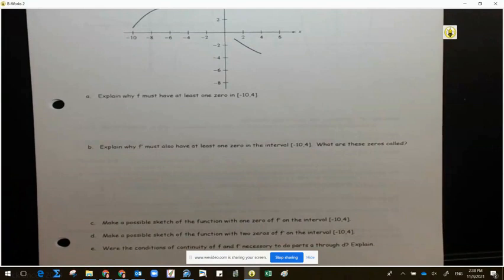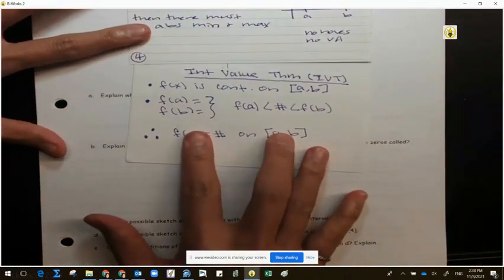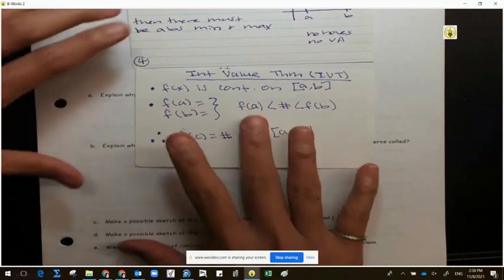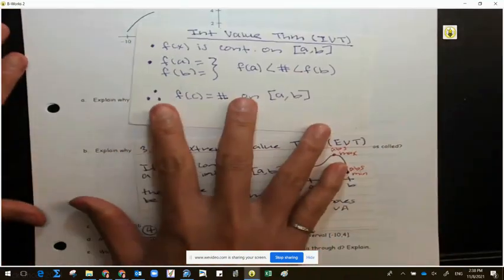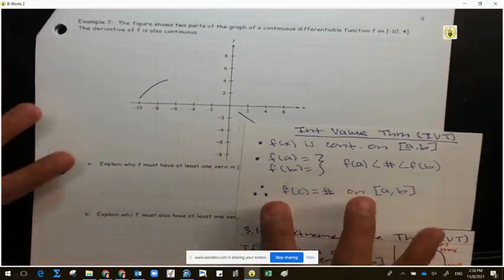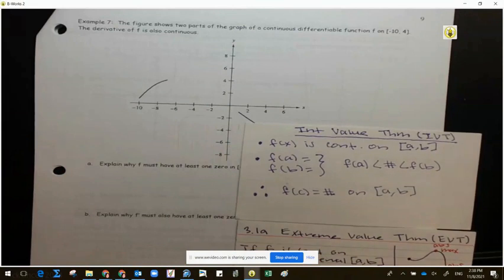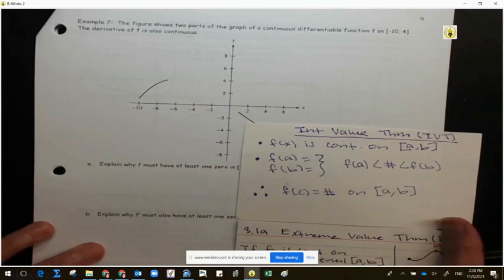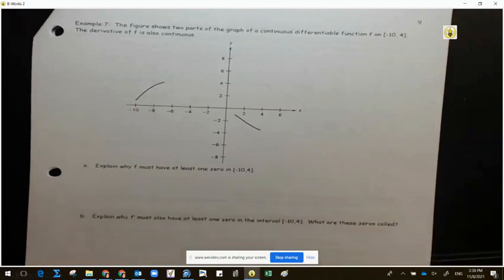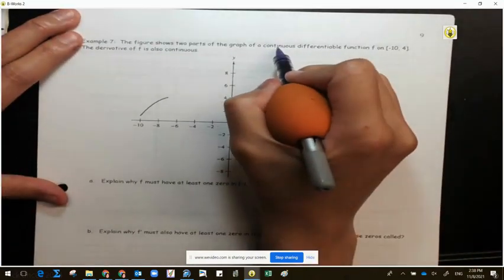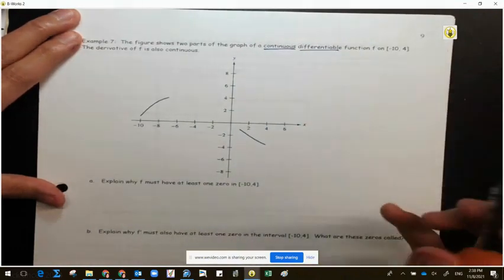So we're going to jump around to extreme value theorem and intermediate value theorem. And I think first one we're going to use is the intermediate value theorem. All right, for number 7, Dylan, let's read. The figure shows two parts of the graph of a continuous differentiable function f on -10 to 10, or the derivative of f is also continuous. So let's underline it's got to be continuous and differentiable.